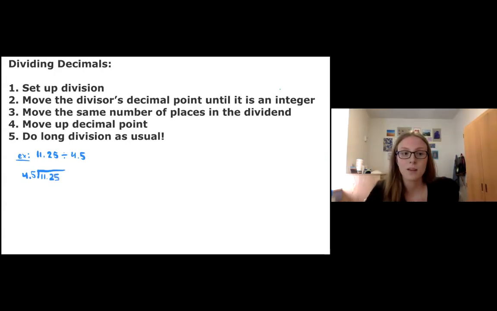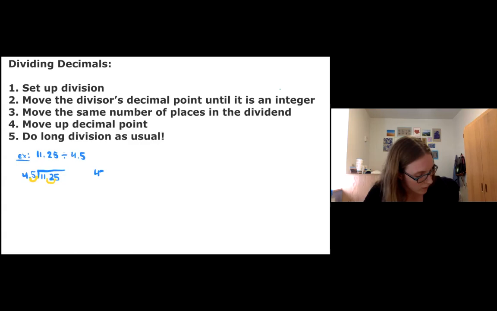Step 2 is to move the divisor's decimal point until it is an integer, so that there's no more decimals. In this case, it takes one jump to move that decimal place, so that 4.5 becomes 45. And so step 3 is to move the same number of places in the dividend. So if we did one jump in the last step, how many jumps are we going to do now? 1, right?